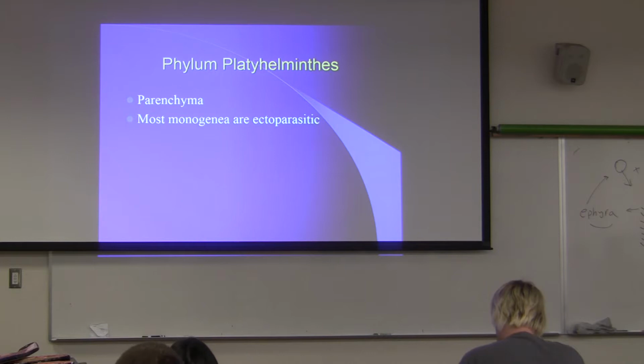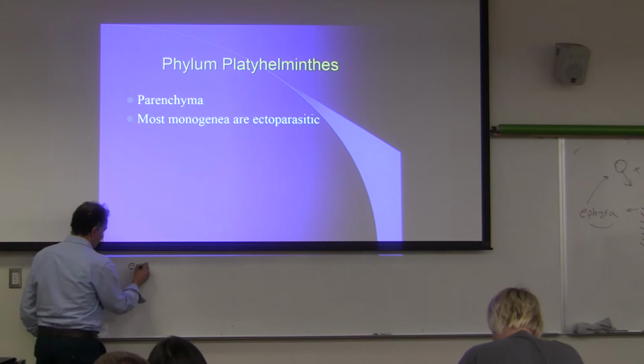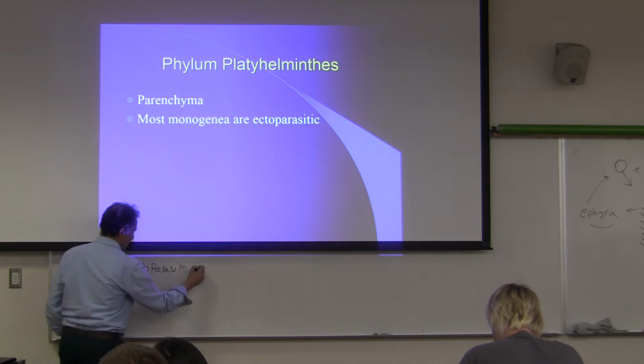Most monogenea are ectoparasites. What does the term ectoparasites mean? Ecto means what, guys? Outside. So ectoparasites cause infestation.